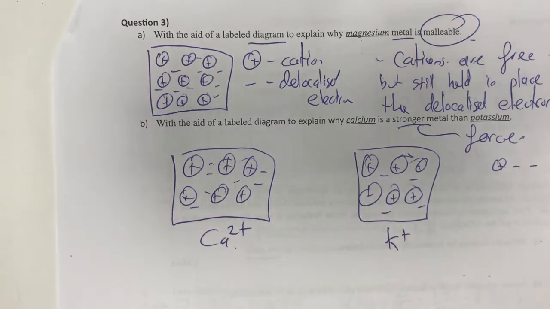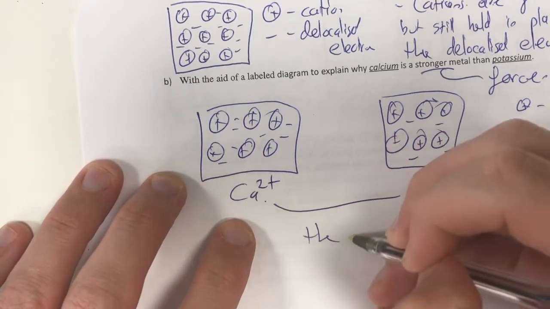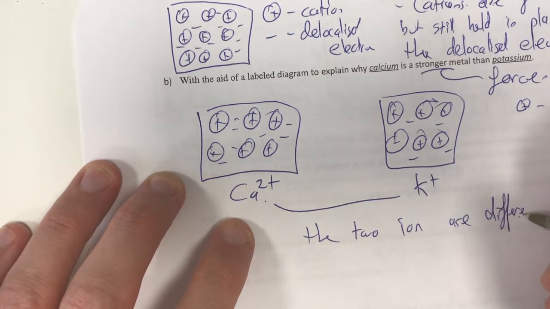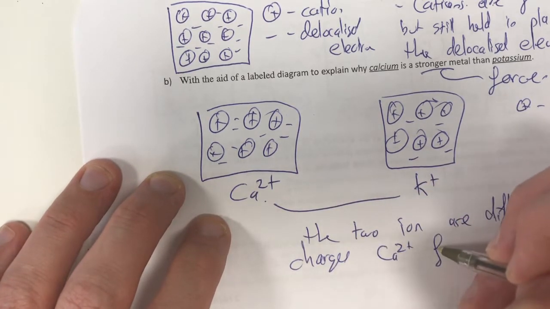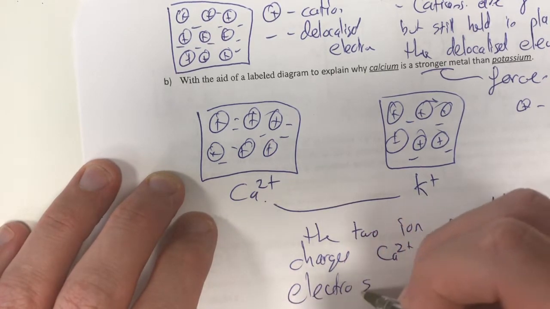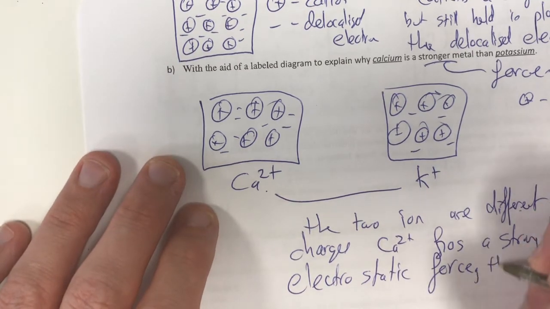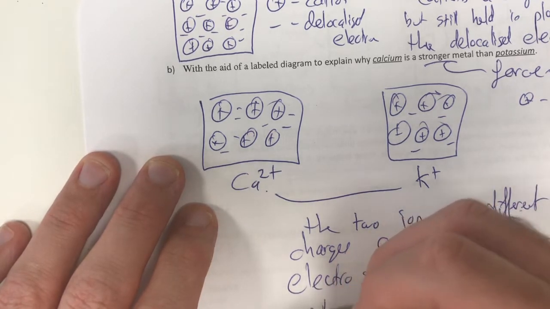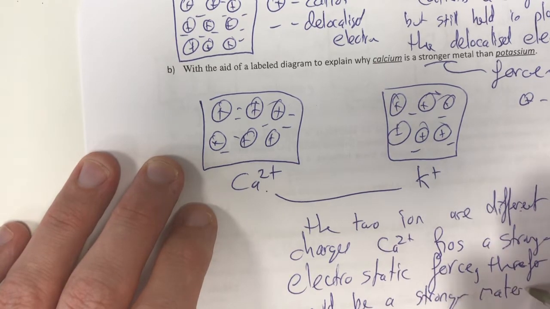So therefore, we have an idea that the two ions have different charges. Ca2+ has a stronger electrostatic force, therefore would be a stronger material.